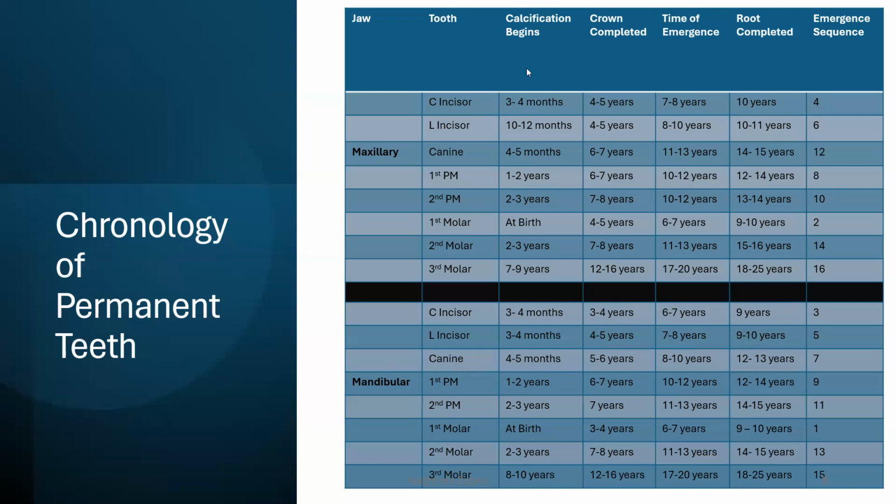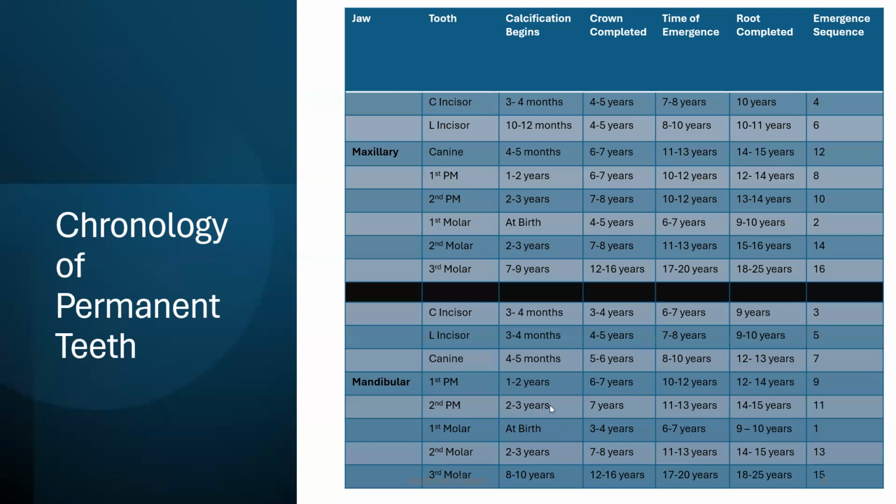Mandibular canine: initial calcification starts at 4 to 5 months, and the crown is completed at 5 to 6 years. Time of emergence is 8 to 10 years. Root is completed at 12 to 13 years. Mandibular first premolar: initial calcification starts at 1 to 2 years after birth, and the crown is completed at 6 to 7 years of age. The time of emergence is 10 to 12 years of age, and the root is completed when the person is 12 to 14 years old.